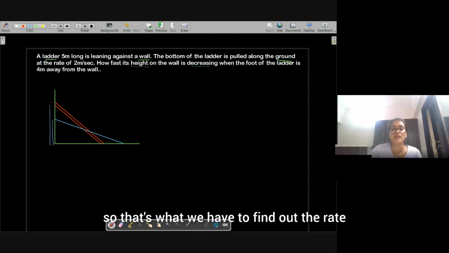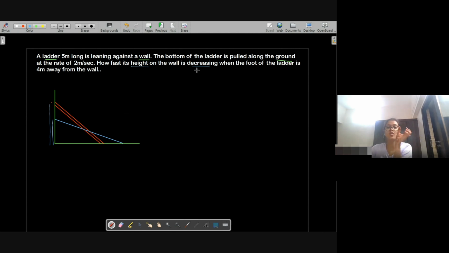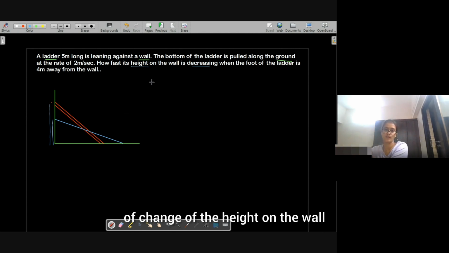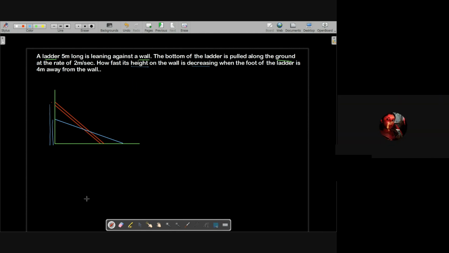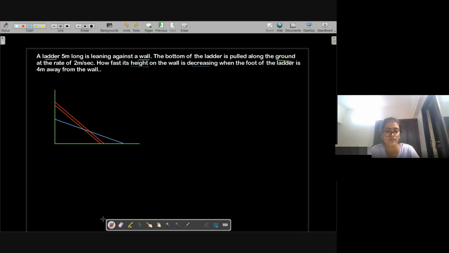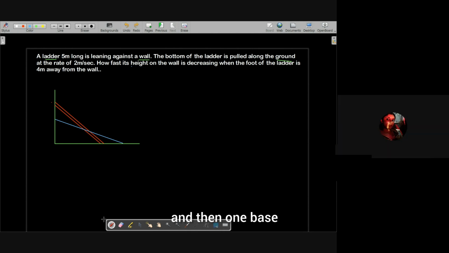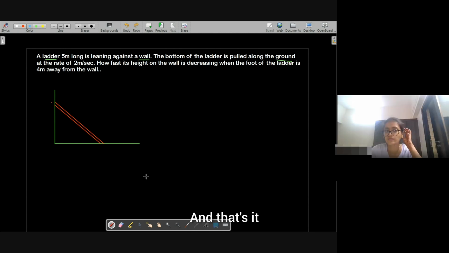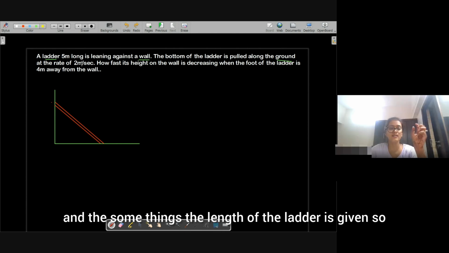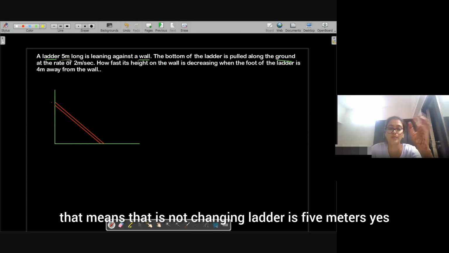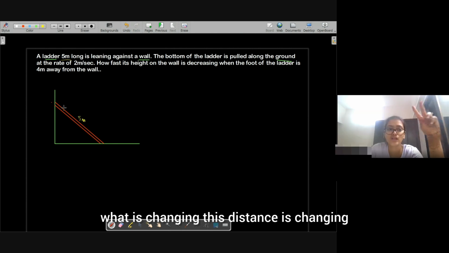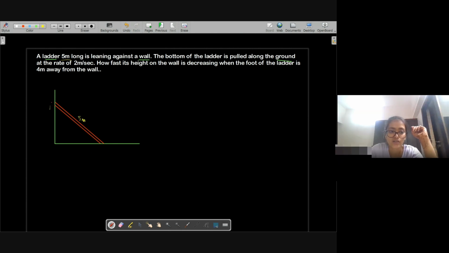So that's what we have to find out, the rate of change of the height on the wall. We're given one rate and one base, and that's it. The length of the ladder is given, so that is not changing. The ladder is 5 meters. What is changing? This distance is changing, and this distance will change.